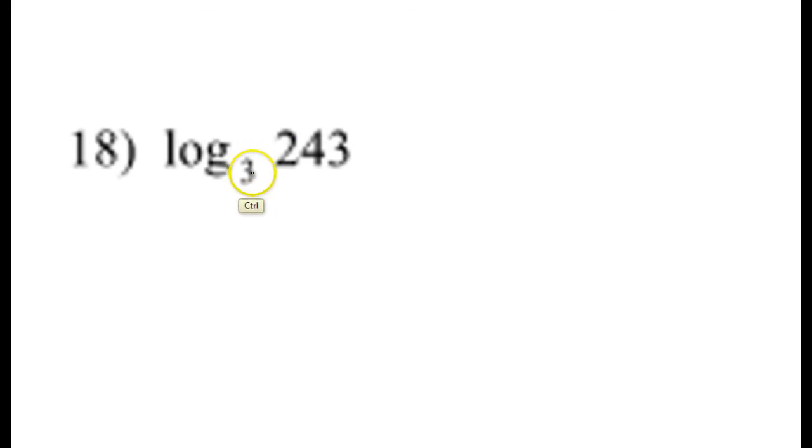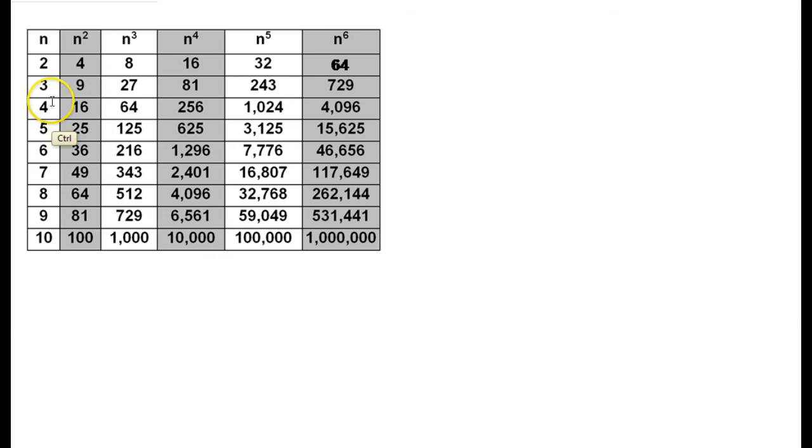What power turns 3 into 243? I don't have that one memorized yet, so let me look at the chart. 3, and then there's 243, so that's the 5th power. Okay, so the answer is 5.